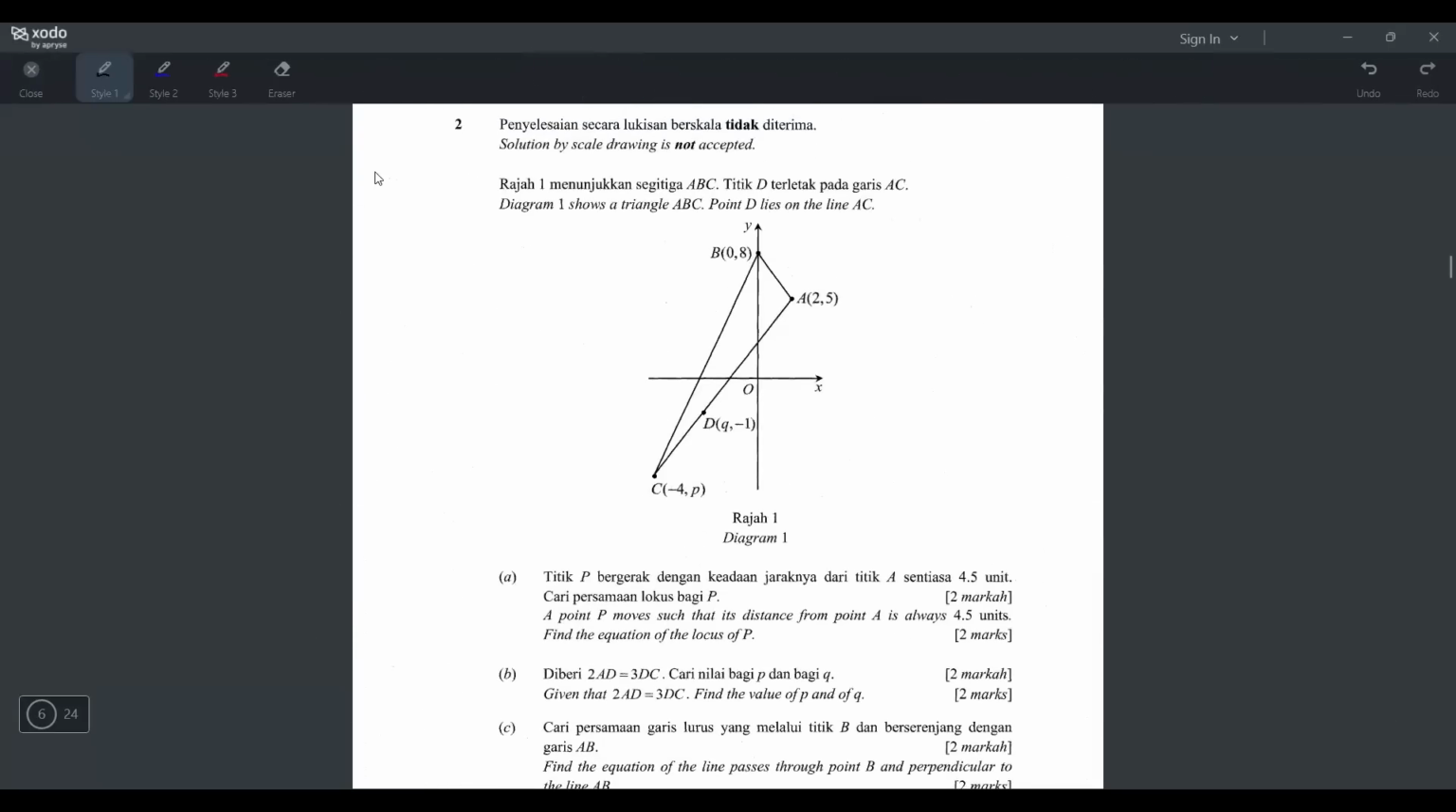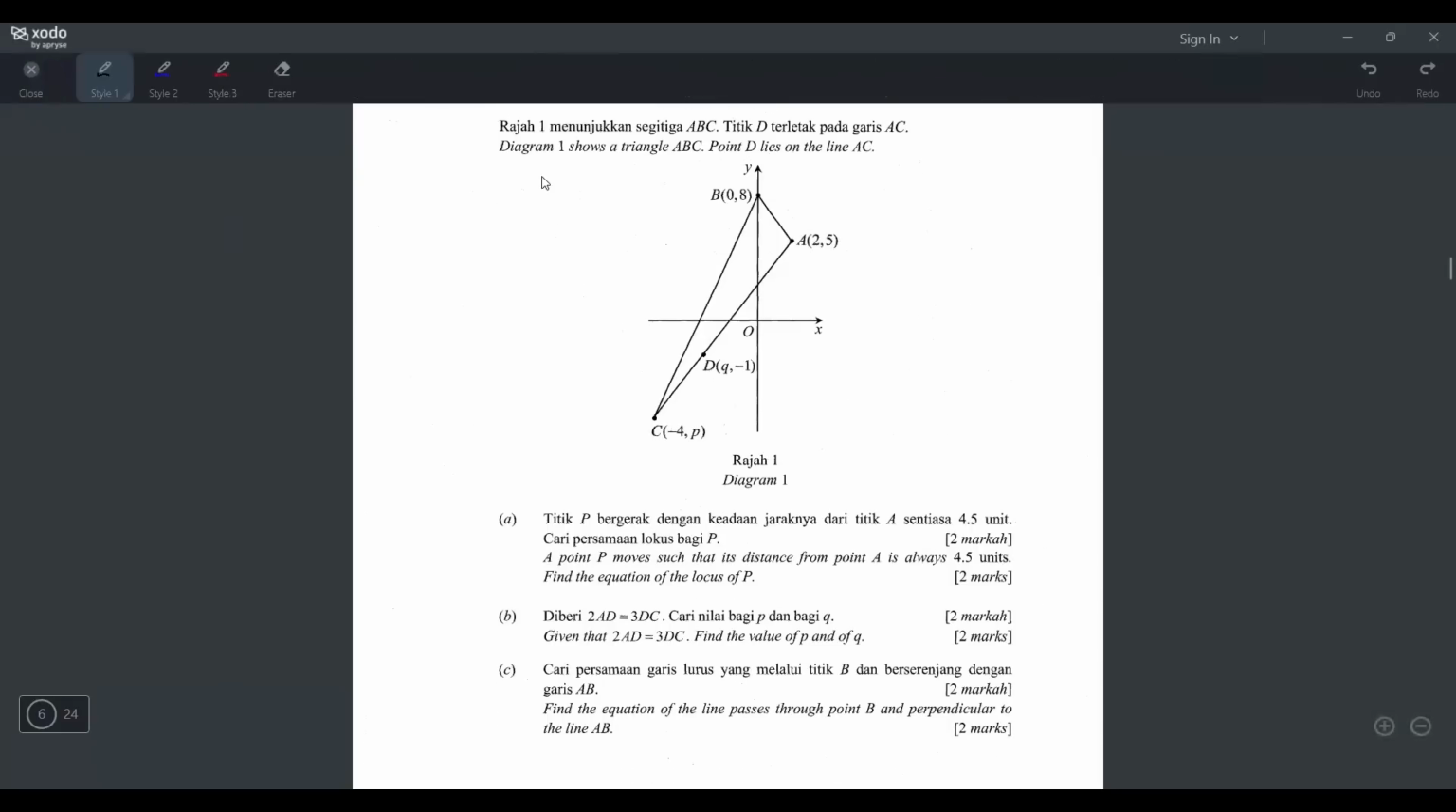Okay, let's do number 2 now. Number 2 says solution by scale drawing is not accepted. Okay, this one not important, so I'll just skip this. Diagram 1 shows triangle ABC. Okay, let's check. Yes, ABC, I see it. Point D lies on AC. Let's check. D lies on AC. Yes, correct also. Okay, question A.